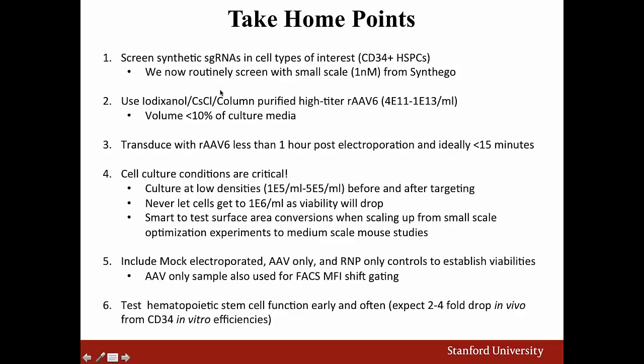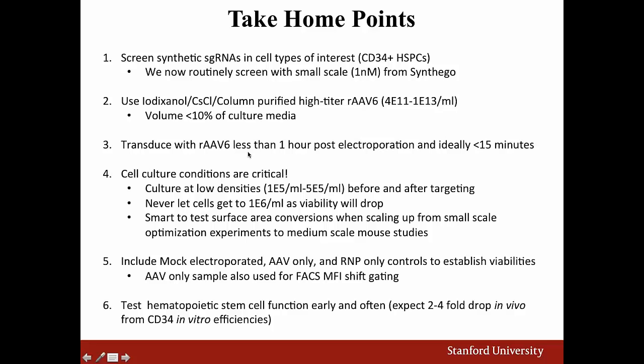What we do is screen synthetic guide RNAs in the cell type of interest. We routinely screen these small scale, 1 nanomolar, from Synthego. So we go straight to the cell of interest as opposed to testing them in cell lines first. Then we also use highly purified, high titer AAV6. We purify it either by iodixanol or cesium chloride gradients, or you can also use some column purification methods. It's essential to transduce the AAV6 less than 1 hour post-electroporation. Ideally, we do it immediately, less than 15 minutes.